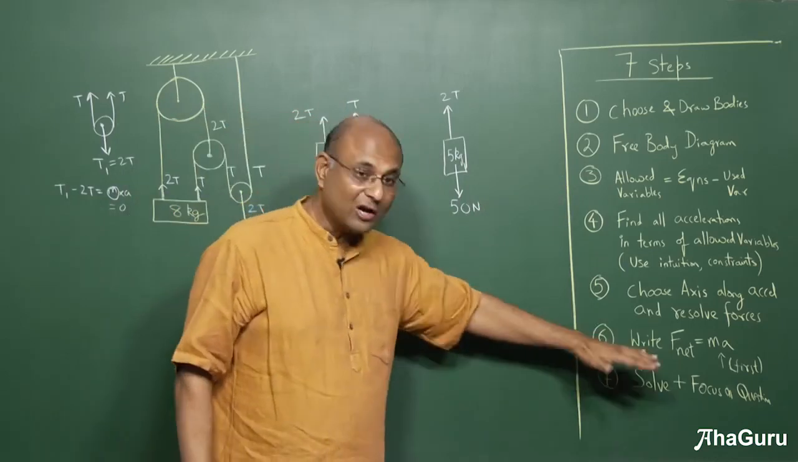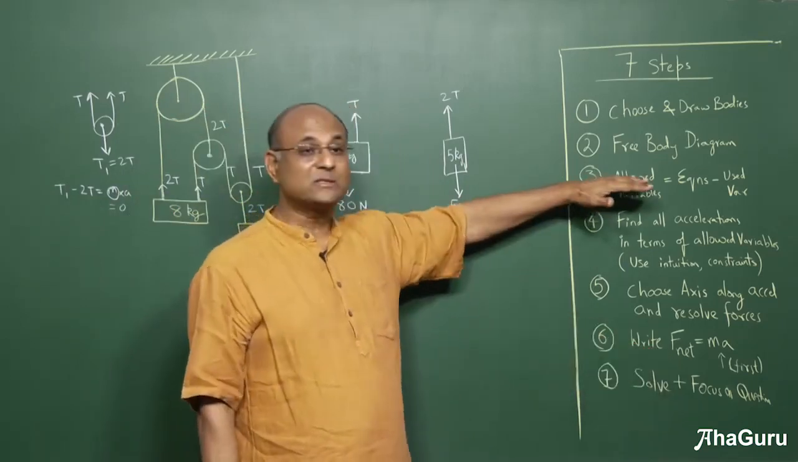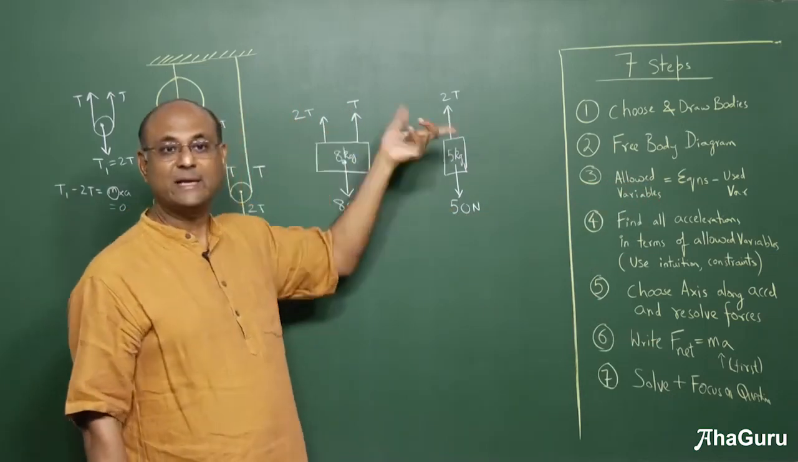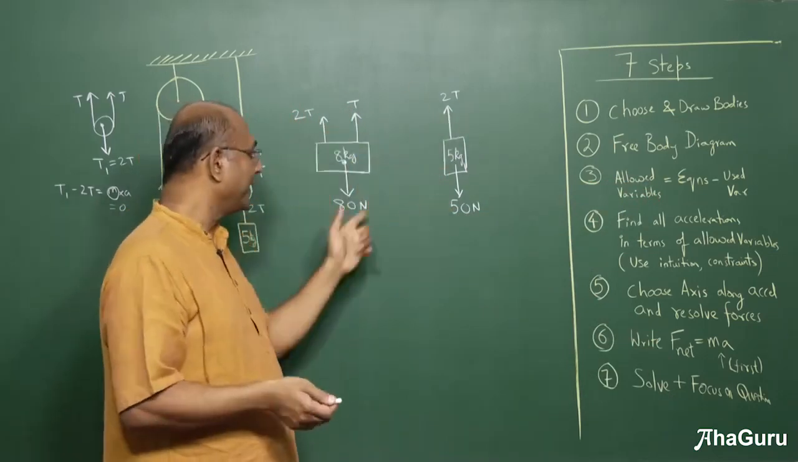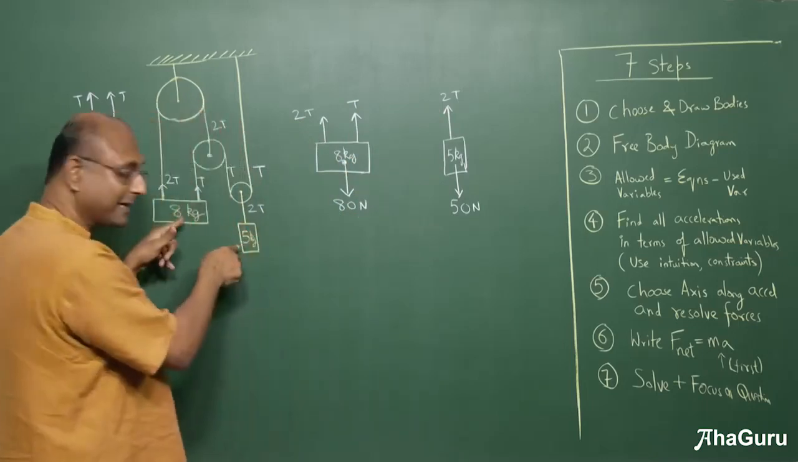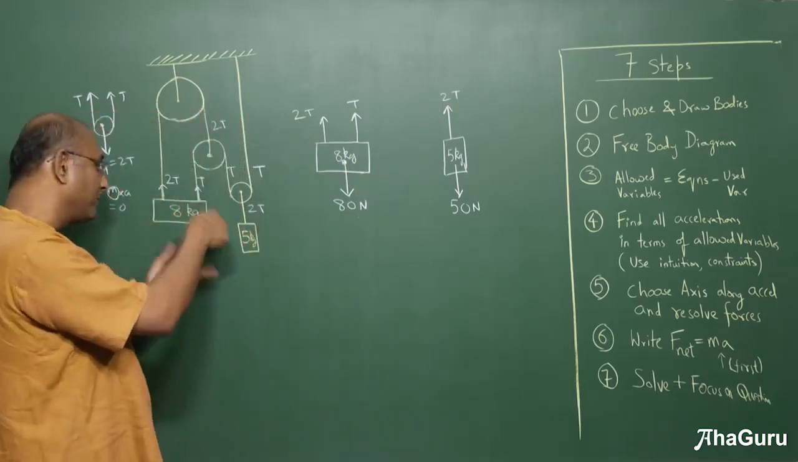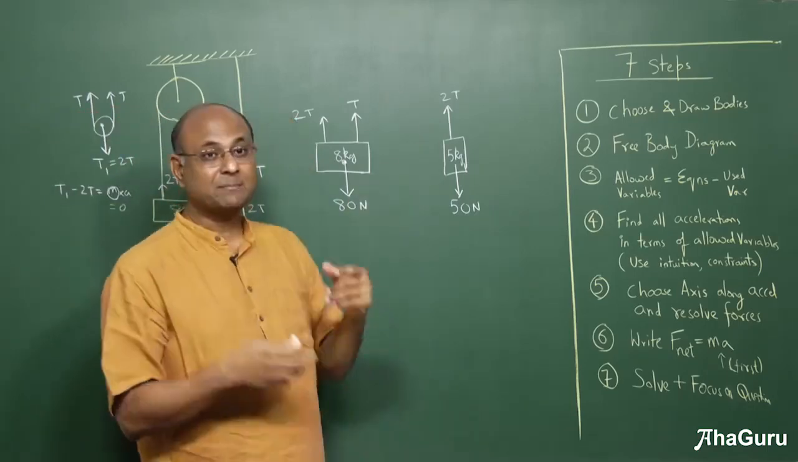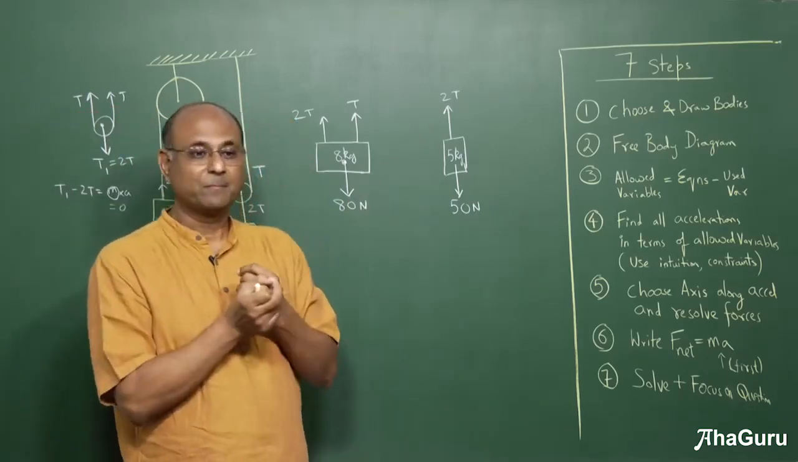Now the third step, this is an important step. Because you are going to solve equations, you want to reduce the number of variables. I have already assumed a variable here, T. I don't know what T is. 50 and 80 of course I know. If these masses were not given as 5 and 8 but as m and 2m, I'd still know mg because m is given. But T is something I assumed, so it is not given, right?